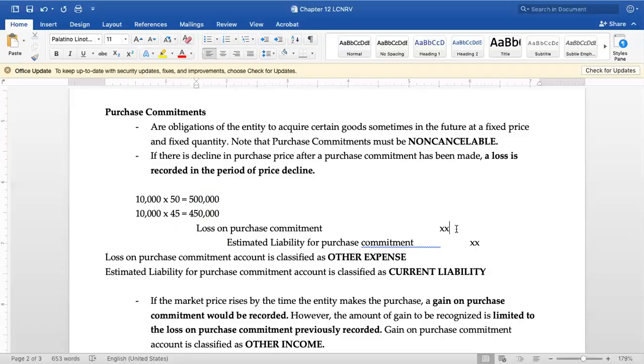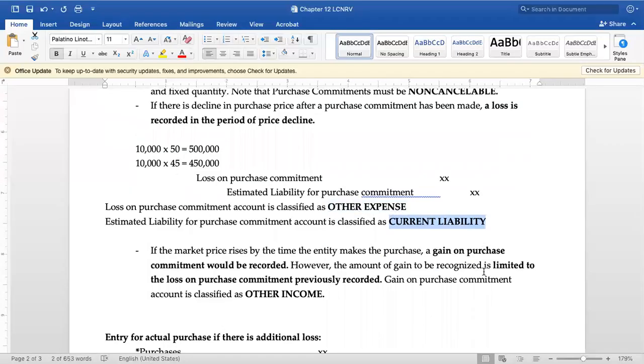Okay, so loss on purchase commitment account is classified as other expense. So this is accounted under other expense, and estimated liability for purchase commitment account is classified as current liability. If the market price rises by the time the entity makes the purchase, a gain on purchase commitment would be recorded. However, the amount of gain to be recognized is limited to the loss on purchase commitment previously recorded. So the gain on purchase commitment account is classified as other income.